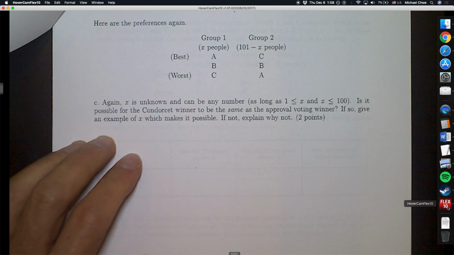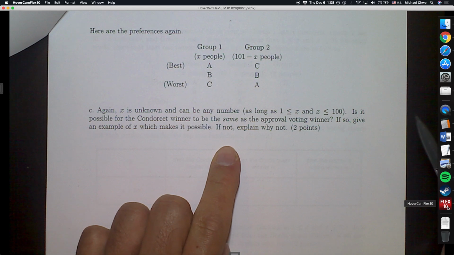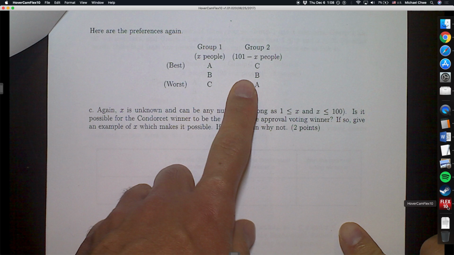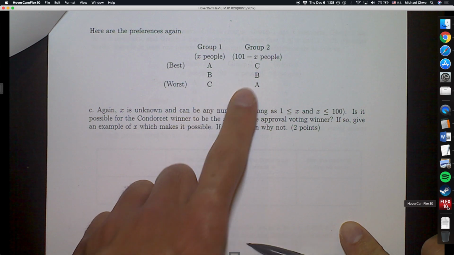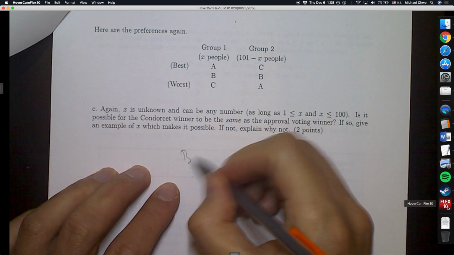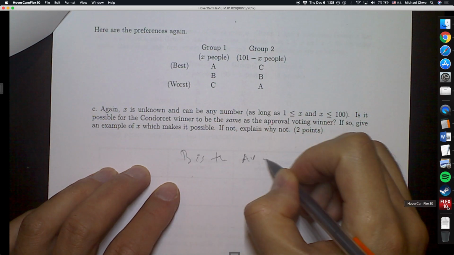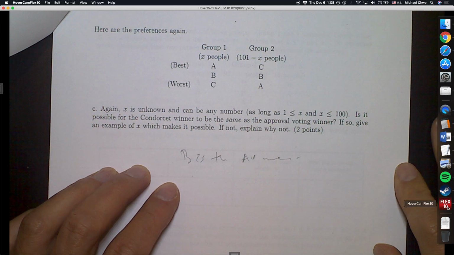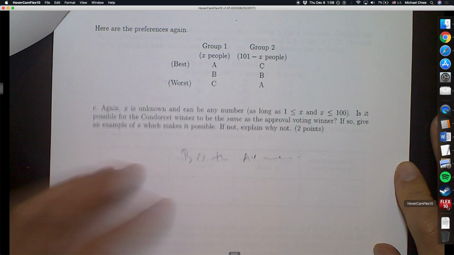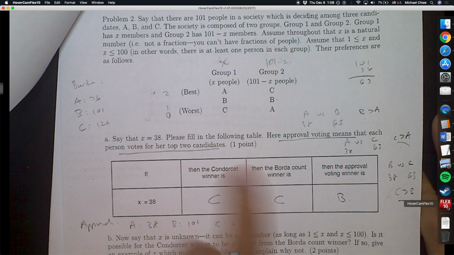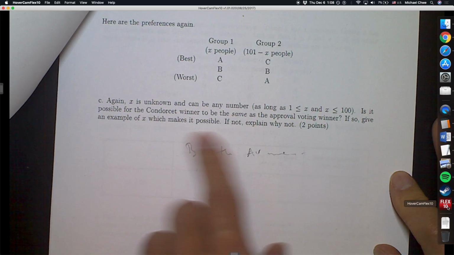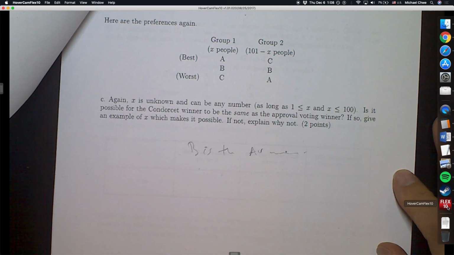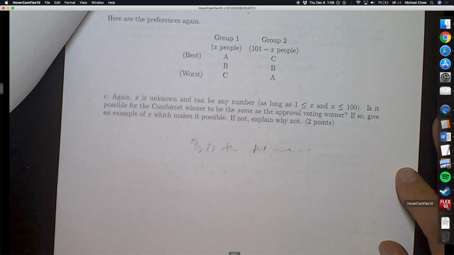We'll talk about it. Okay, in this case, who is the approval voting winner? Always B. Does that make sense, right? Because B gets a vote from everybody, and A and C don't, right? So B is always the approval voting winner. Okay, is B ever the Condorcet winner? No, we just figured that out. That's from here. The end. Does that make sense? So yeah, it is not possible. That's all you have to say. Does it make sense? Yeah.